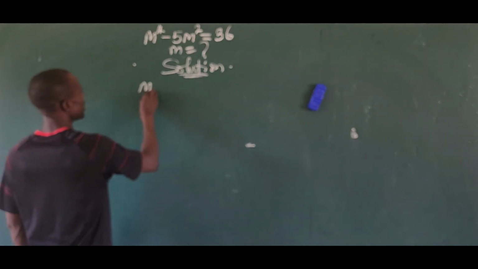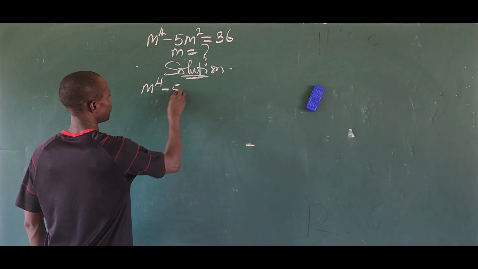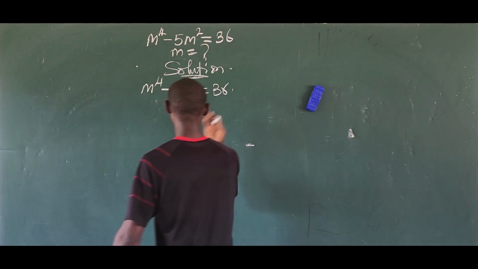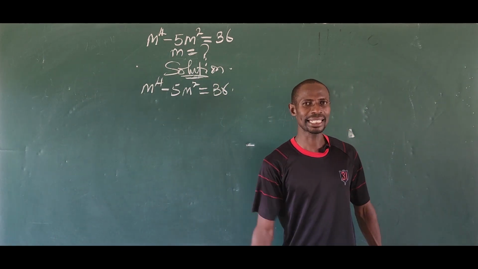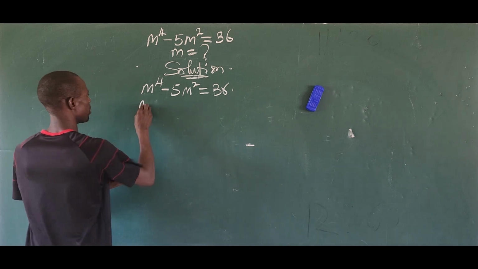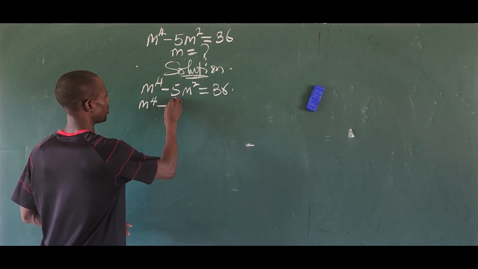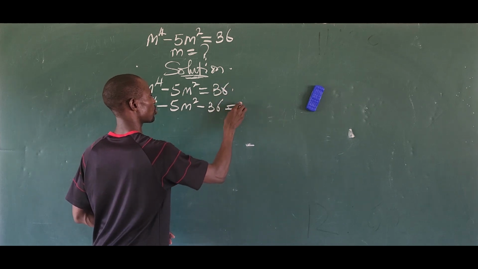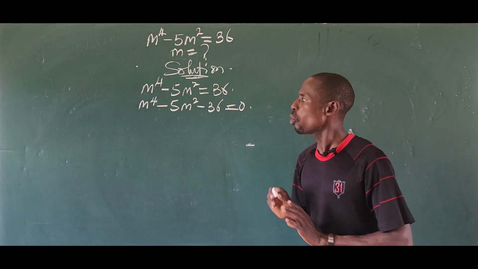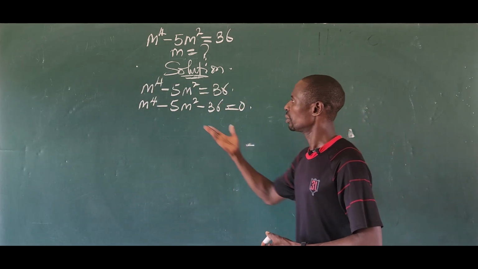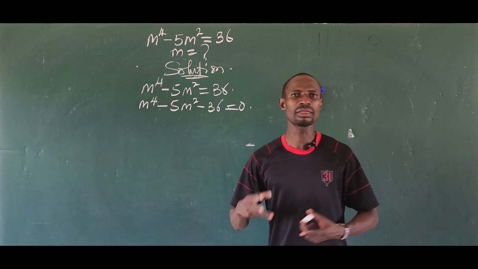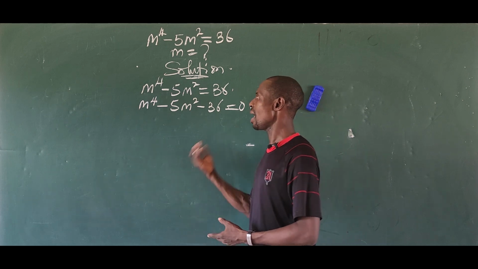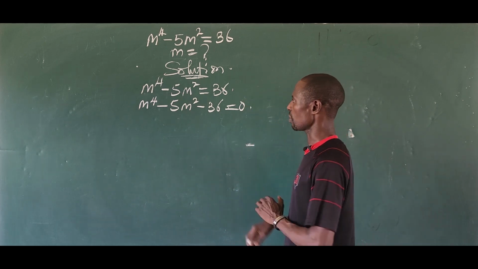Now, the question is m to the power of 4 minus 5 m to the power of 2 equal to 36, right? Good. Move this 36 to the left-hand side of the equation. This is going to give us m to the power of 4, then minus 5 m to the power of 2 minus 36 equal to 0. With this, we just have to rewrite this m to the power of 4. In other words, I want to bring in another alphabet to represent our m to the power of 2 and m to the power of 4.